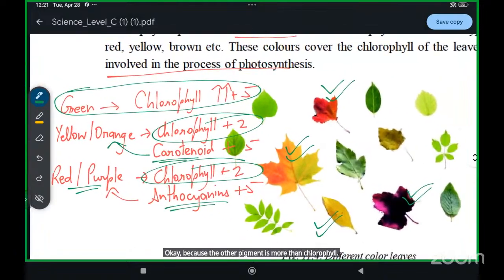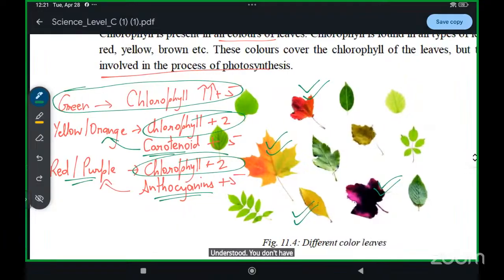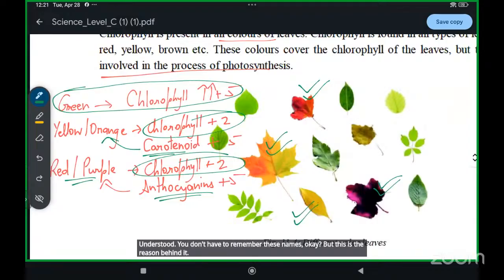Understood now? You don't have to remember these names, but this is the reason behind it.